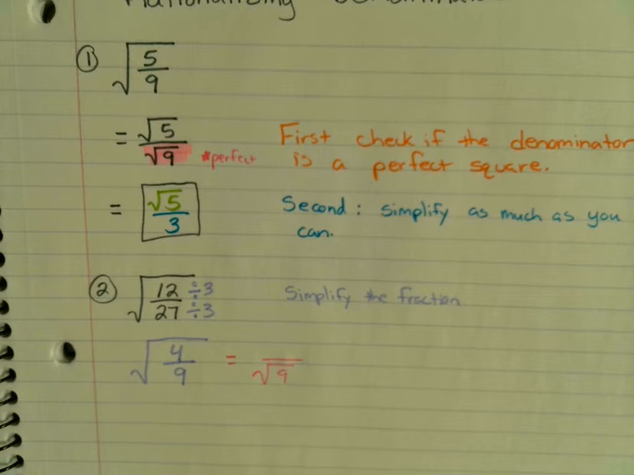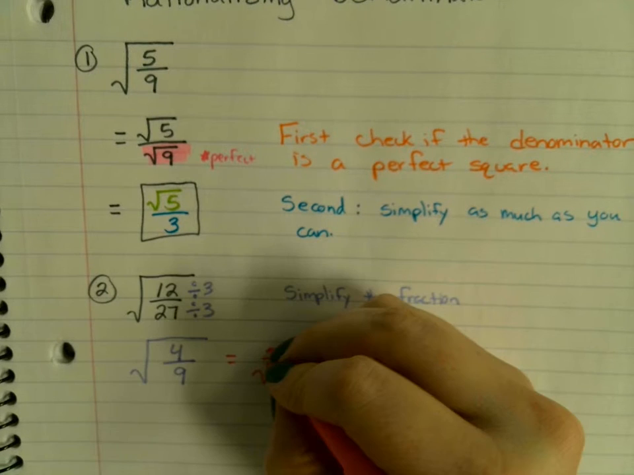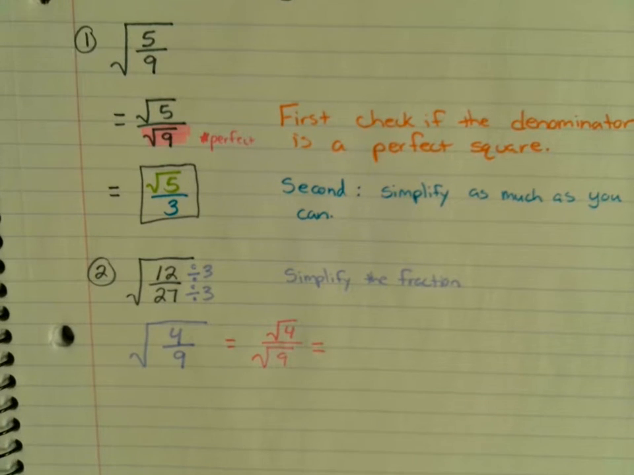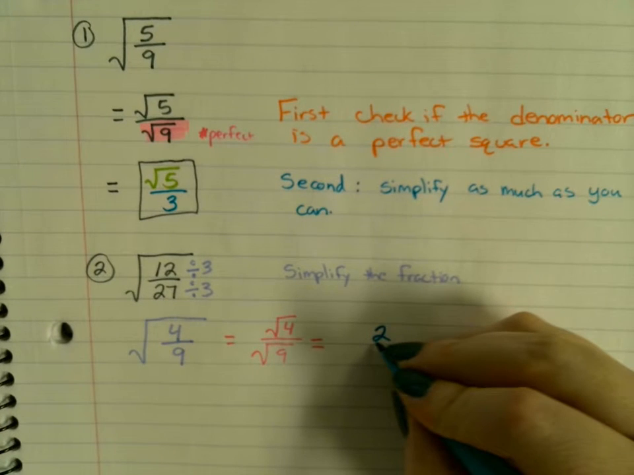Yeah, square root of 4 is a perfect square. So I'm going to put them both in pink. When I simplify it, what's the square root of 4? 2. What's the square root of 9? 3. And that's it. 2/3 would be my answer.